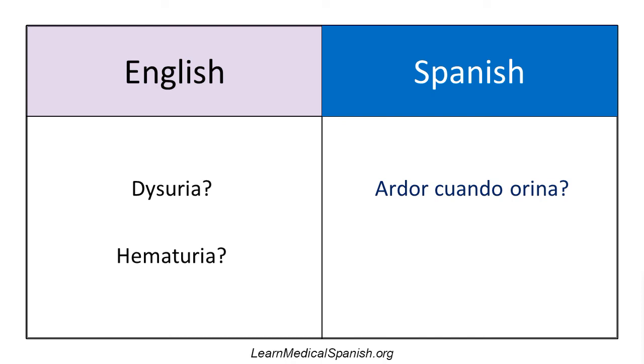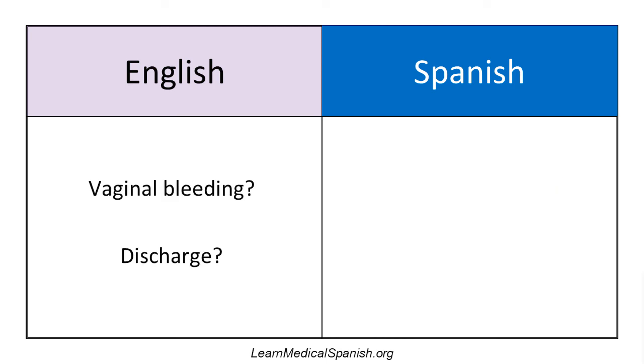Hematuria, and this will be, again, layman's terminology, so like blood in the urine. Sangre en la orina. Vaginal bleeding. Sangrado vaginal.